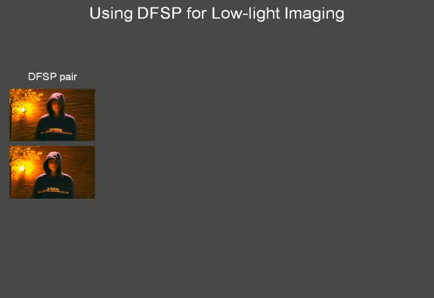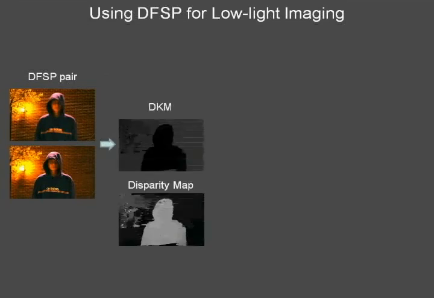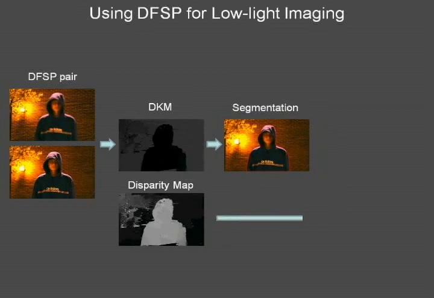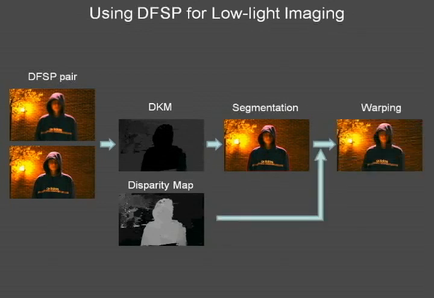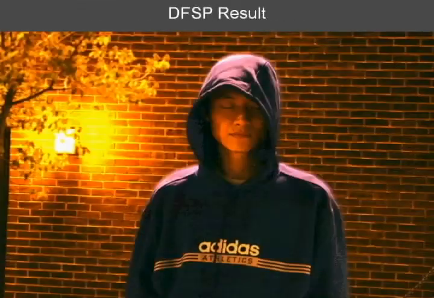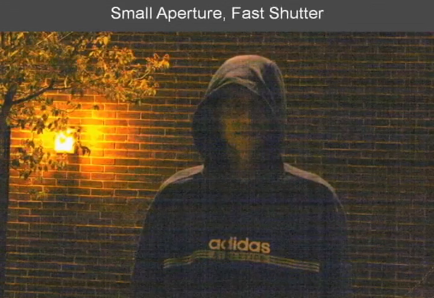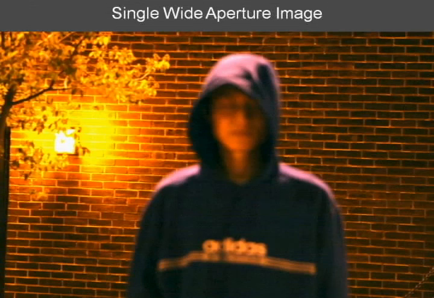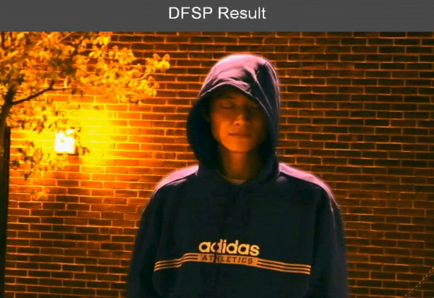We first recover the DKM and the disparity map using the DFSP pair, and then use the DKM to segment the in-focus regions. Finally, we warp the segmented regions using the estimated disparity map. Here we show our synthesized all-in-focus result. Compared with images captured with either a small or wide aperture, DFSP is able to preserve fine details with minimal noise.